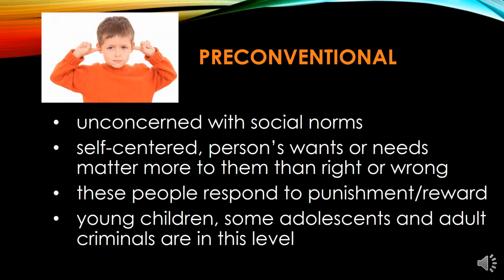In the pre-conventional phase, the person is unconcerned with social norms. They are self-centered, and their wants or needs matter more to them than right or wrong. These people respond to punishment and reward systems. This group includes young children, some adolescents, and also adult criminals.